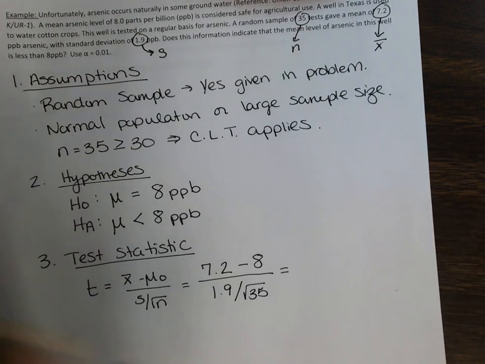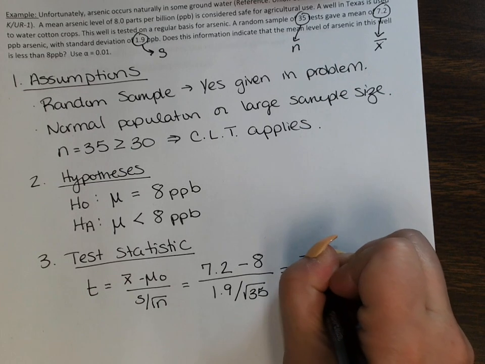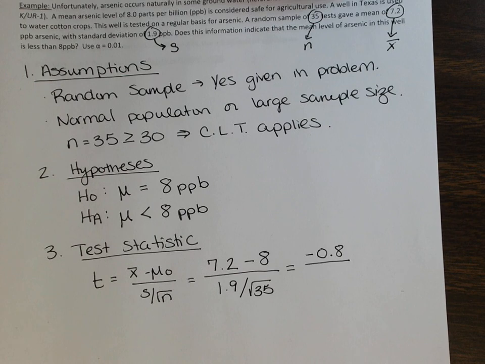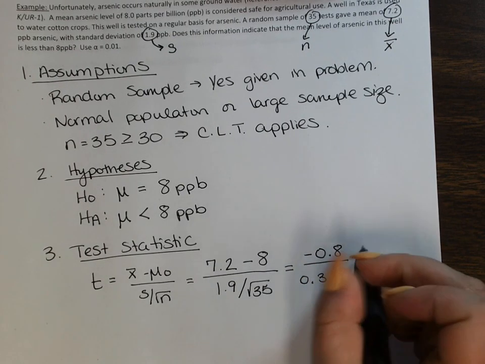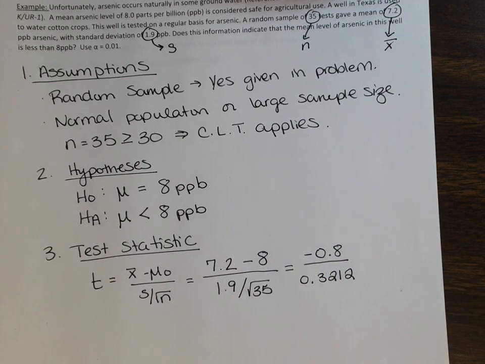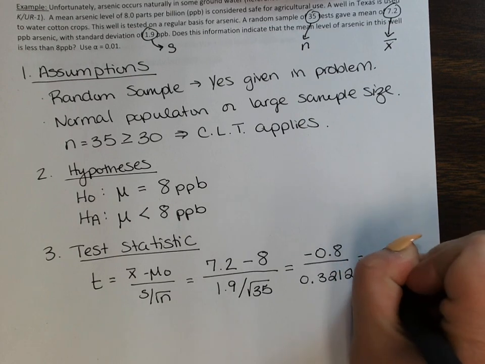Placing these values in our calculator, in the numerator we're going to have negative 0.8, and in the denominator we're going to have 0.3212. Dividing these numbers gives us a test statistic of negative 2.49.